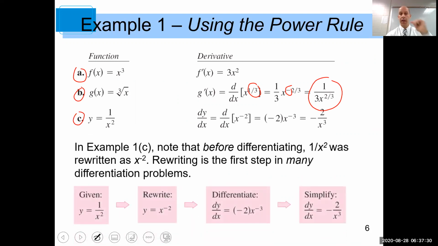In example C, note that before differentiation, the 1 over x squared was rewritten as x to the negative 2. Then just use your power rule. So here was the given. You're going to then rewrite it as x to the negative 2. Then do your power rule, differentiate, and then finally simplify. Remember, in this class, I would prefer no negative exponents.